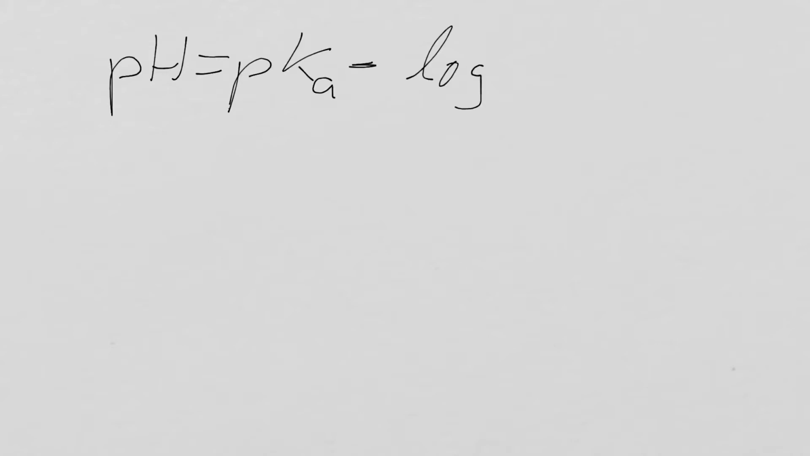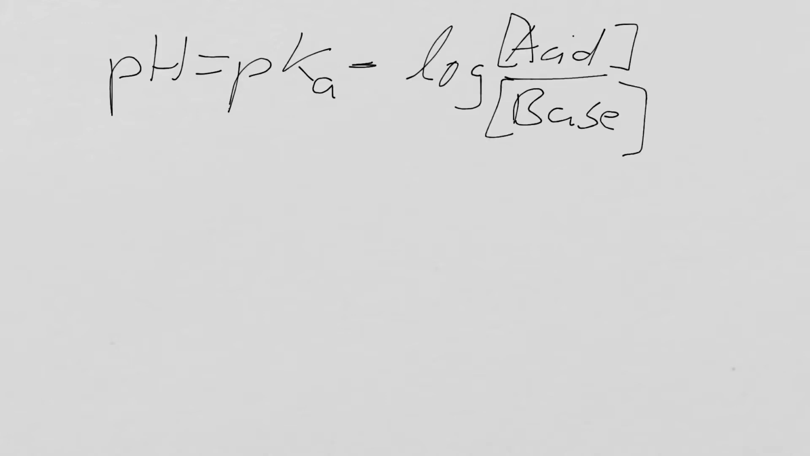What is the story about buffers that I told you? I gave you this famous equation, the Henderson-Hasselbalch equation. pH equals pKa minus log of the acid concentration divided by the concentration of the conjugate base. And it always has to be a conjugate system, acid and base. So they are conjugate.